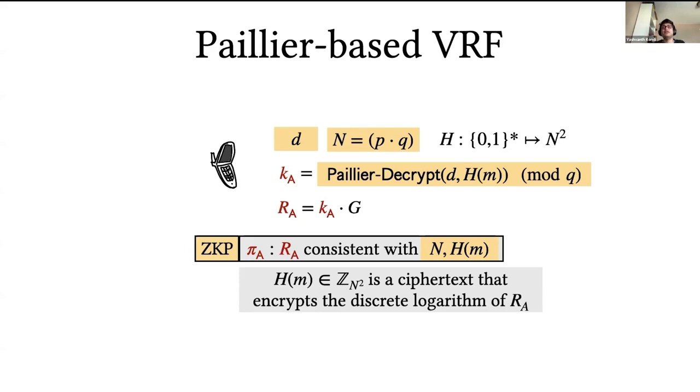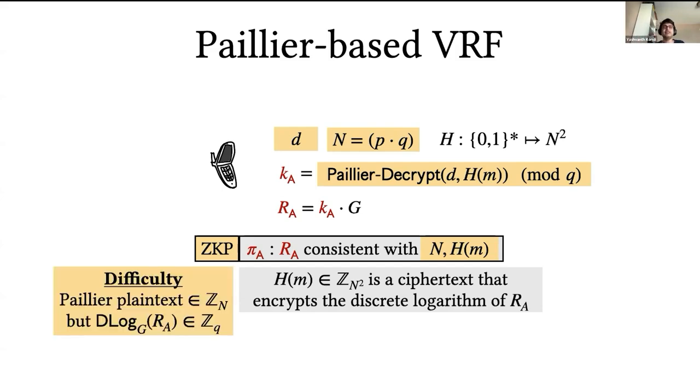It's secret because the output is the output of decryption. And once we take this output modulo Q, that gives us a random nonce to use and produce this capital RA value. And now this zero knowledge proof basically has to be a proof that this random ciphertext actually encrypts the discrete logarithm of this public value RA.